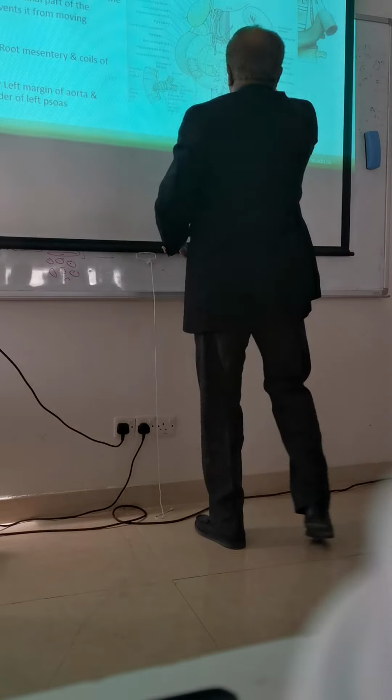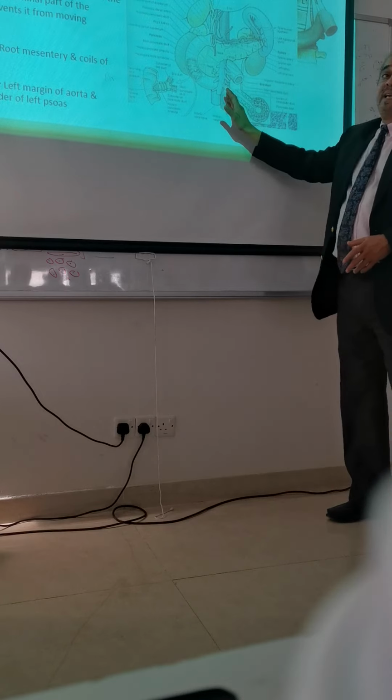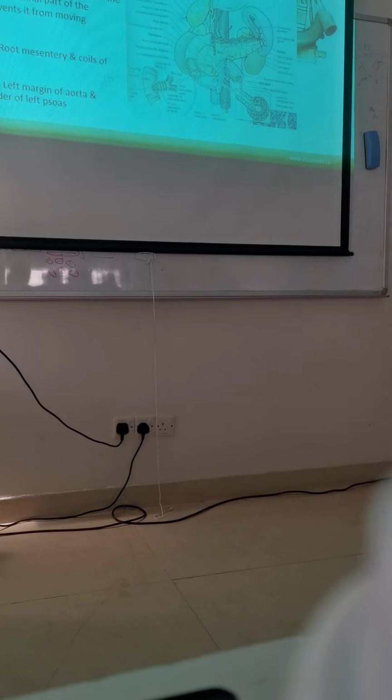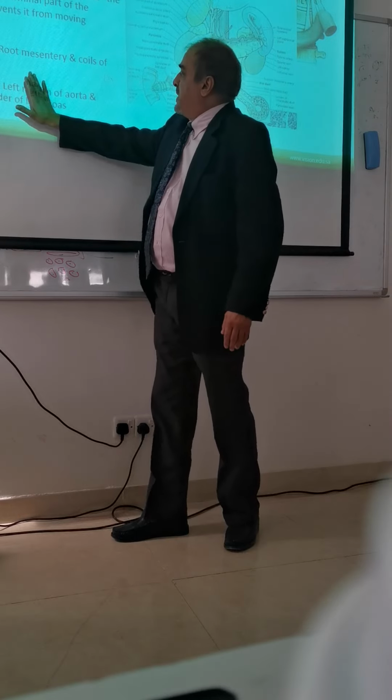Anteriorly, the relations are the root of the mesentery and the coils of the jejunum. Posteriorly, the margin of the aorta and the medial border of the psoas muscle. There is a muscle, the psoas muscle, which is not shown here. The major important thing is the aorta. Psoas muscle, don't pronounce the P. Left psoas means left psoas muscle.